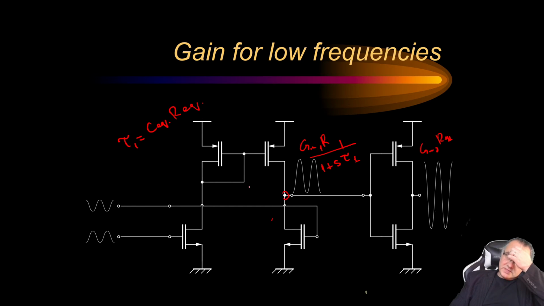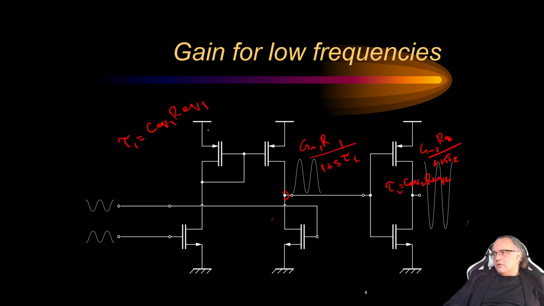The equivalent capacitance will be basically the sum of all parasitic capacitances here and the load of this. So this gain will also reduce with the time constant of the second stage, where the time constant of the second stage is C equivalent 2 R equivalent 2. This is 1 and this is 1. So now the equivalent capacitance for this node, of course, will be dominated by C load and capacitances.